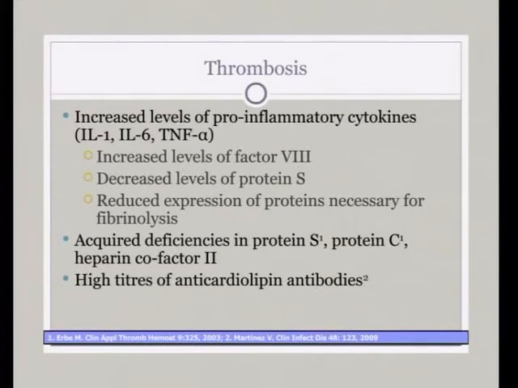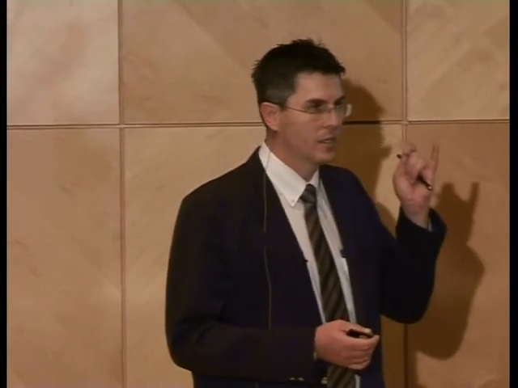High titers of anticardiolipin antibodies have been shown in people with HIV, and then again the endothelial damage, and you all know Virchow's triad, that it is either stasis that causes venous thrombosis or hypercoagulability of blood or vascular endothelial damage.